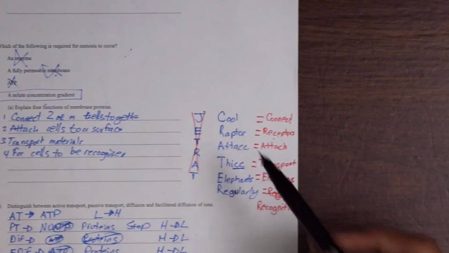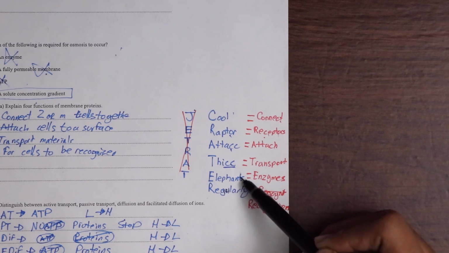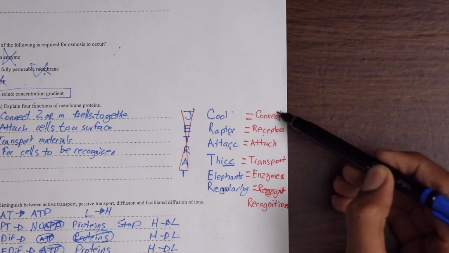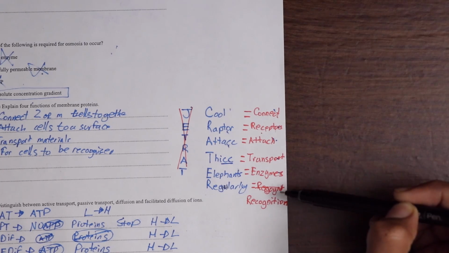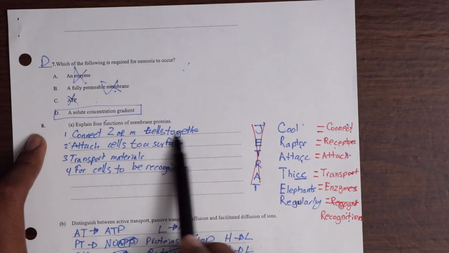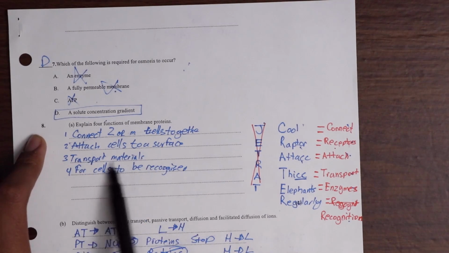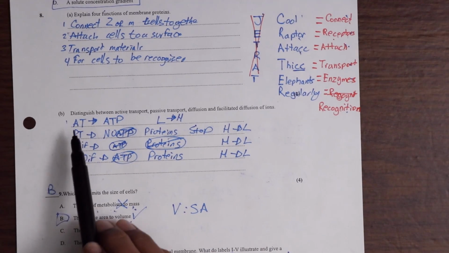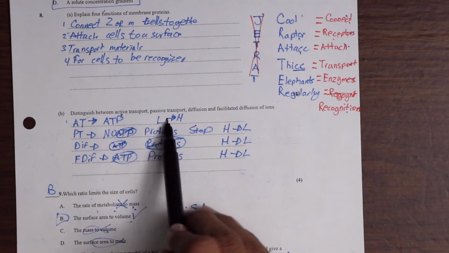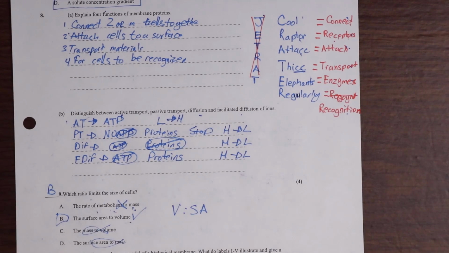For 8, remember, cool raptors attack thick elephants regularly. Connect, receptor, attach, transport, enzymes, and recognition: connect two cells together, attach cells, transport materials, cells to be recognized. B, distinguish between active transport, passive diffusion, and facilitated diffusion.